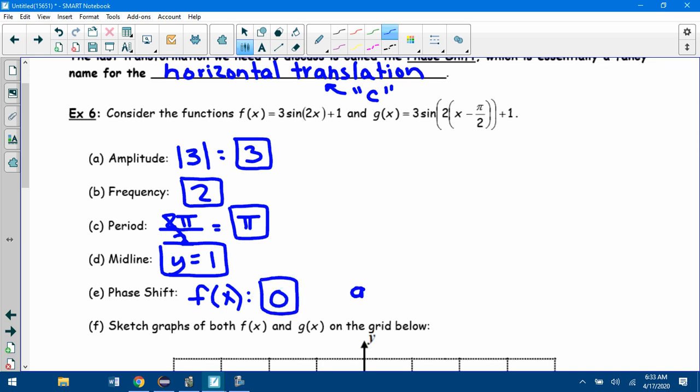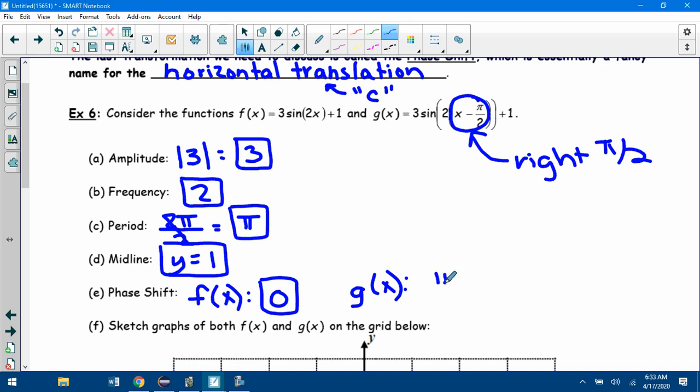But for g of x, we have this minus pi over 2 part. Which way is that going to shift it, left or right? It's going to go right, because remember, left and right are backwards. Minus is right, positive is left. So this is going right pi over 2, which means that the phase shift is pi over 2. And I'll show you what that means on a graph in a second.